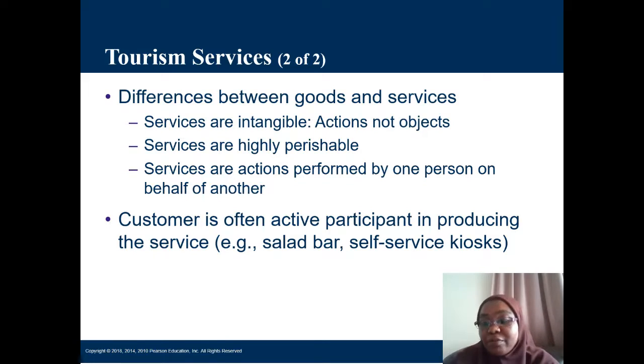Then services are actions performed by one person on behalf of another. Say, for example, a representative of a company is representing the company to provide a certain service to the customers. So customers are often active participants when it comes to producing the services. Customers are part and parcel of the service being rendered, because you cannot be working in a vacuum. You have to have somebody that the service is being rendered to, and that is why customers are also very, very important when it comes to service rendering.